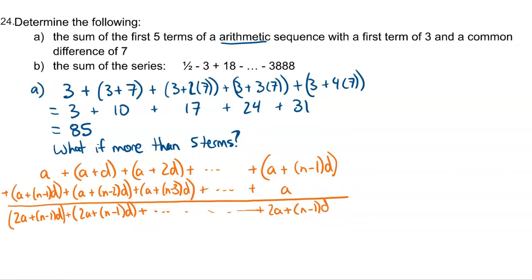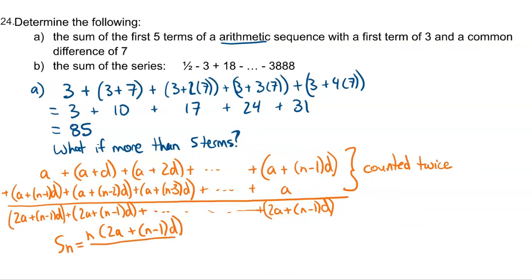And so what we could say is, in general, we have this 2a plus n minus 1 times d. And we have n of those, so we have n times 2a plus n minus 1 times d. But the problem is that we've actually counted this twice because we've set it out in one order and then done it in the reverse order below. So in order to account for that, we have to divide it by 2. And so that entire sum is going to be that equation, now that we've divided by 2.